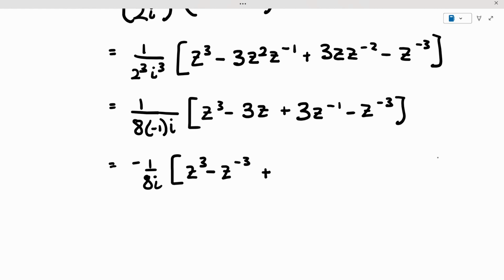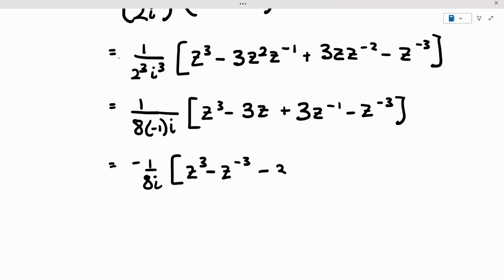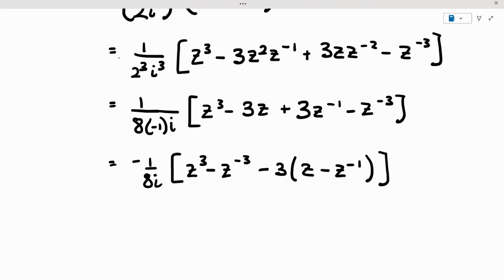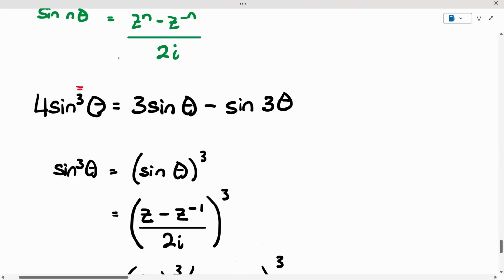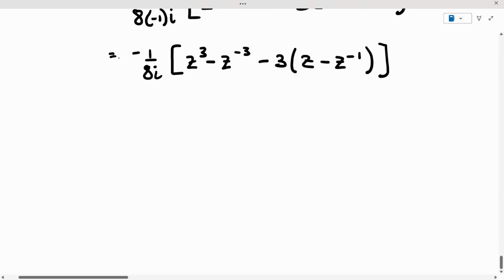plus, or maybe we should do minus 3 (z minus z inverse). Right, so that takes care of all the terms. And now if we go back up to our formula here, we see that z cubed minus z to the minus 3 is actually just 2i sine 3 theta. So let's put that in here.